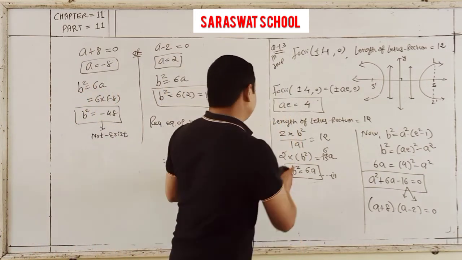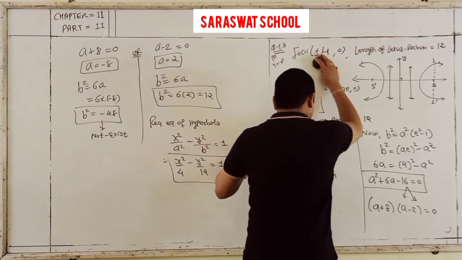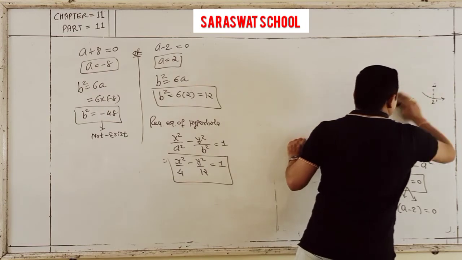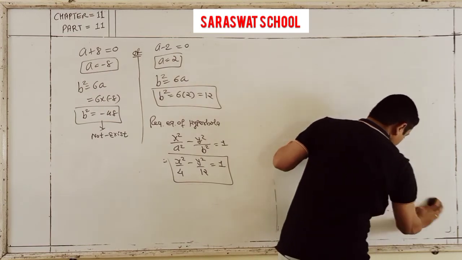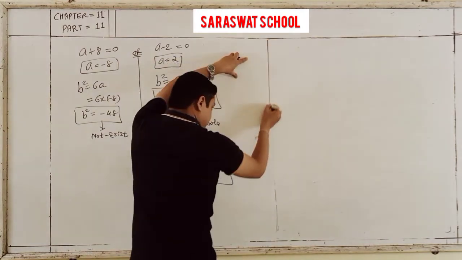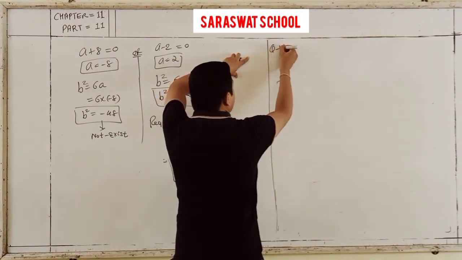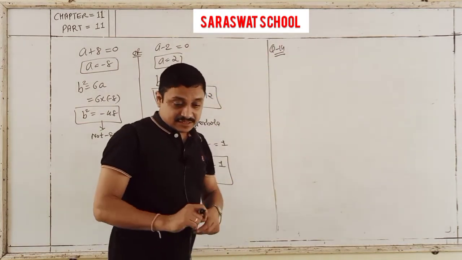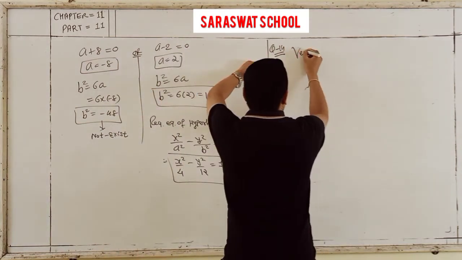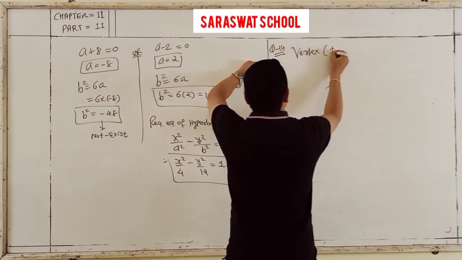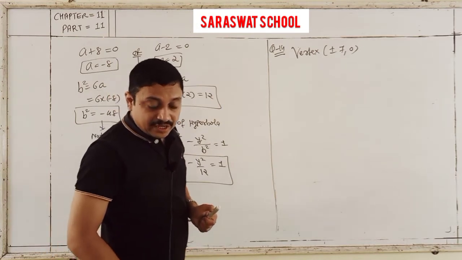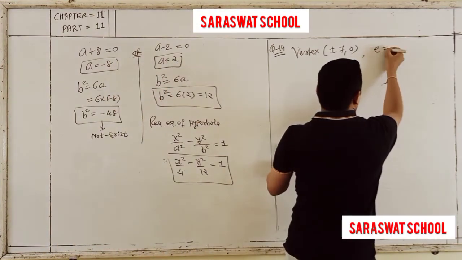Now 14. Yes, continue. Now only 2 numericals are left in this chapter. Question number 14. It is given that the vertex is plus or minus 7, 0. Vertex plus or minus 7, 0, and e is given as 4 by 3.